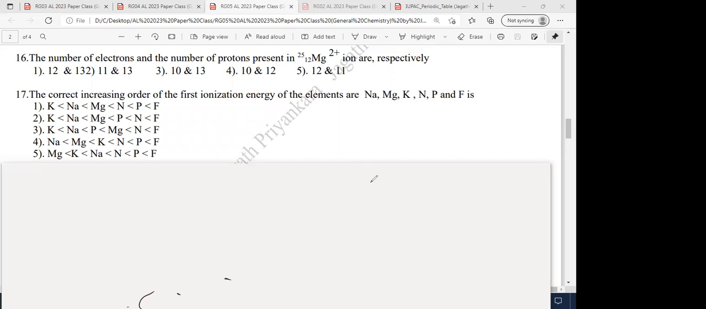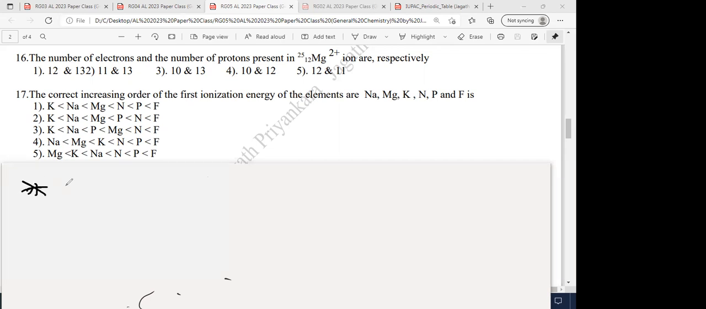Answer is 4th, right? Why did you get the 3rd answer, Sishan? Because they are asking about electrons and protons, right? Protons won't change. Remember, when an atom becomes an ion, proton number and neutron number do not change. If you want, you can write that.